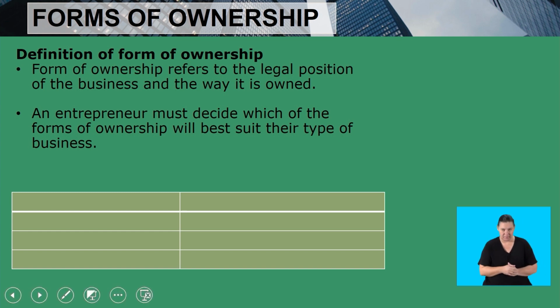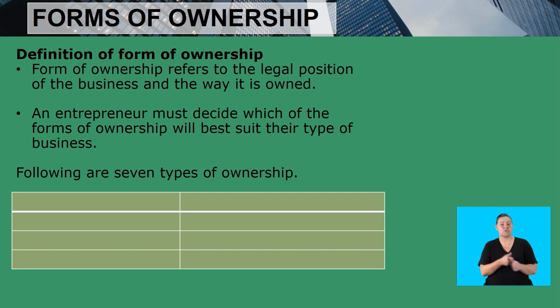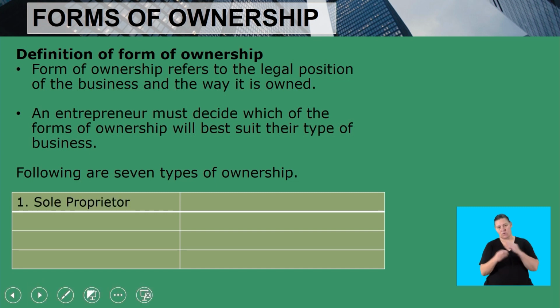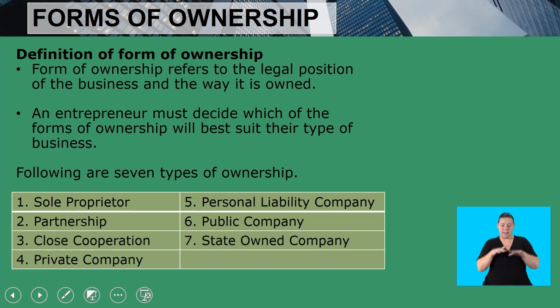So it will differ for each and every entrepreneur which form of ownership they see as best or suitable for them when they want to start their business. Not to say all of them have to follow one form of ownership, but it will depend on which suits them best. So here are the following 7 types of ownership. We have a sole trader, a partnership, a close corporation, a private company, a personal liability company, a public company, as well as the state-owned company.